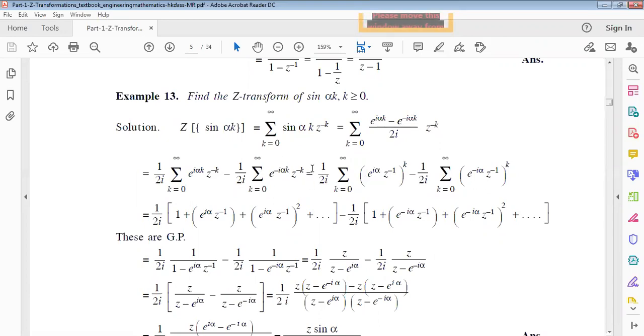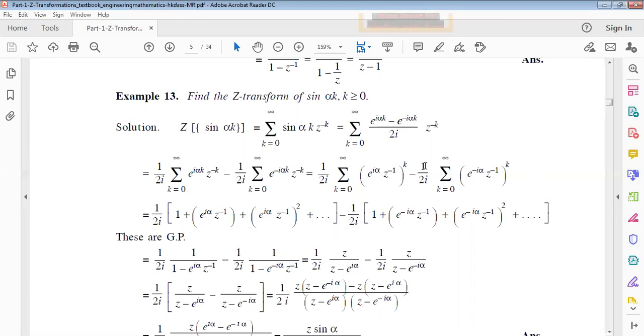And here also we can take k as the common power of the whole term, e to the power minus I alpha z to the power minus 1, to the power k. Then putting k equals 0 to infinity, the first term will be 1, the second term will be for k equals 1, this only. The third term will be this whole square, for k equals 2, k equals 3, up to infinity. This will be a never finished term, so it is an infinite series.